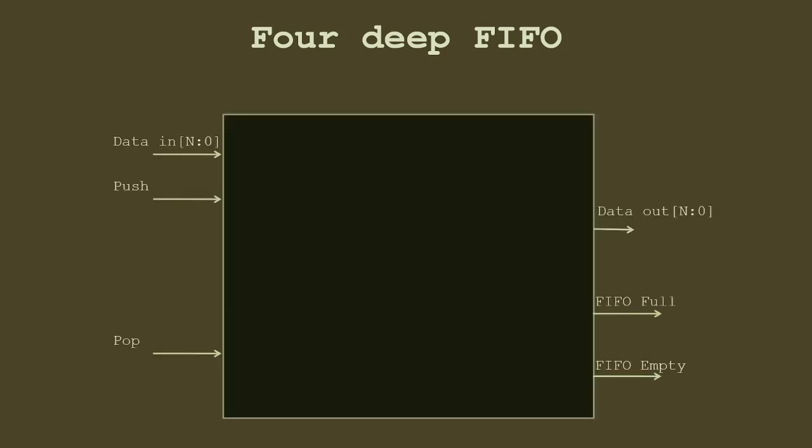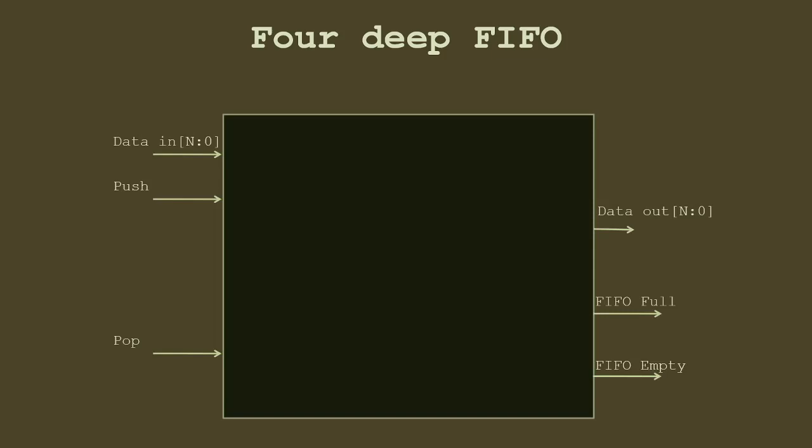Okay, so now let's do another example. By now, your brain muscles might have flexed a little, so let's do another example and flex them a little bit more. So we want to make a 4D FIFO.